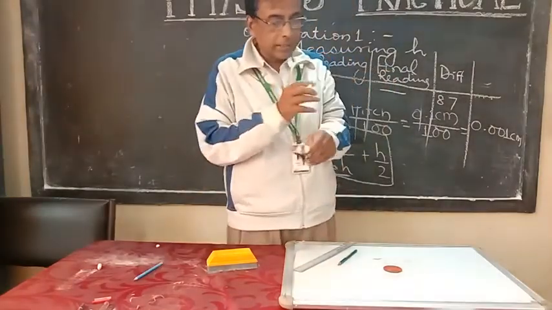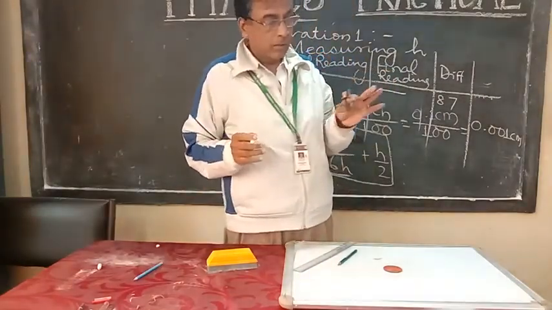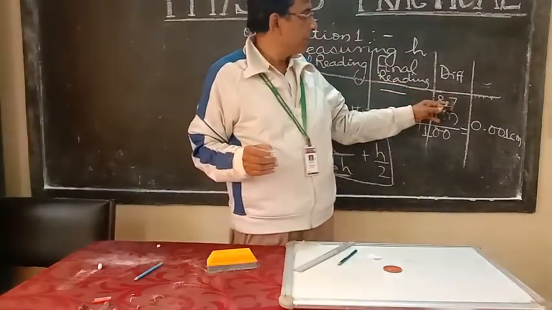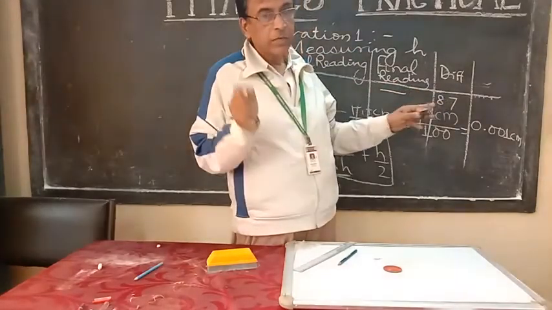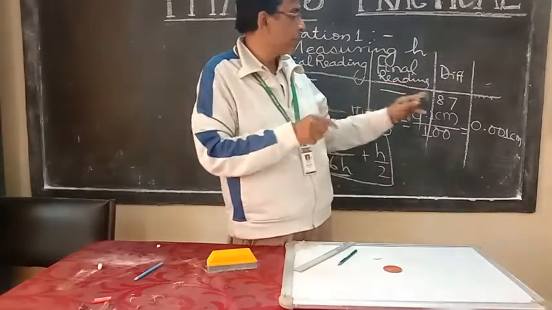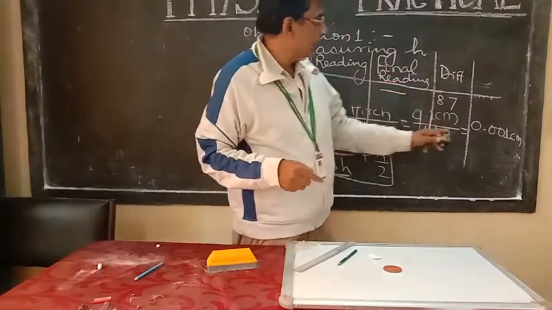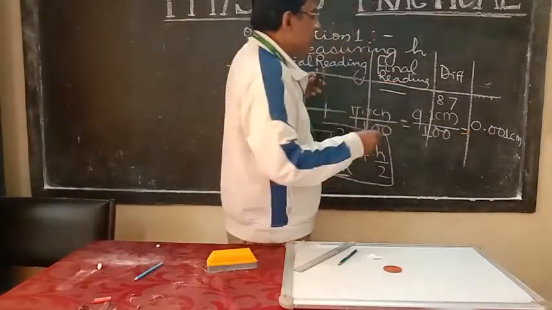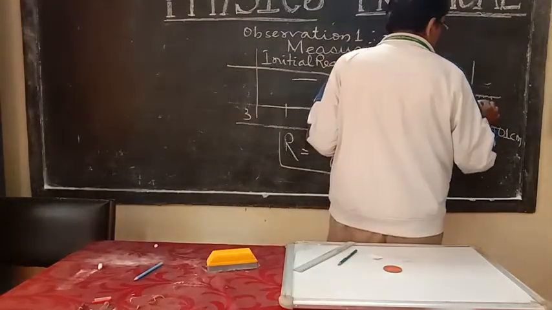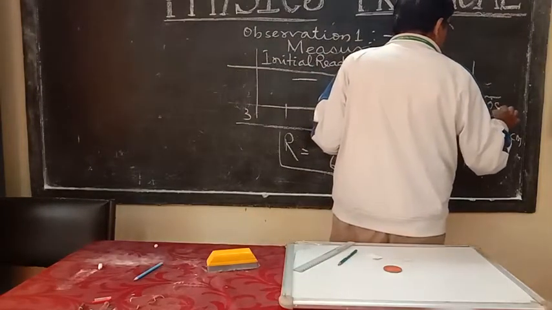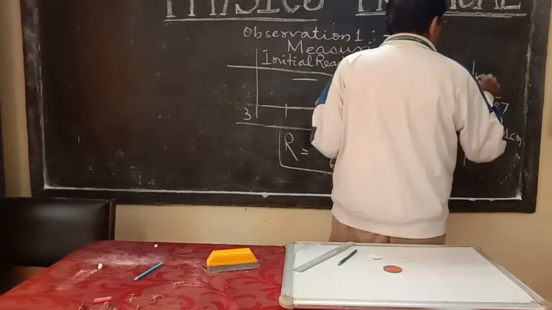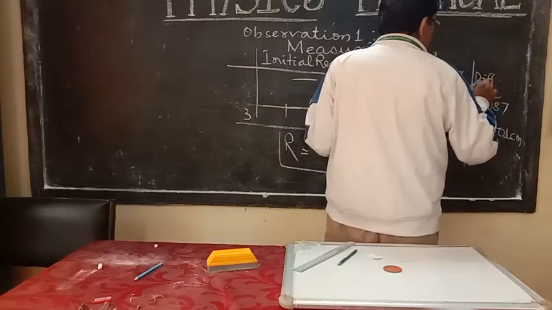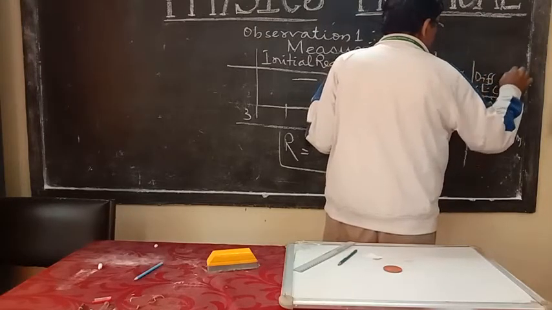The difference is 87 readings only, because no complete rotation is there. So 87 into least count, because one small division is the least count. What is the least count? This one is the least count. So this means it is 0.087, the difference into least count. This will give you the result.